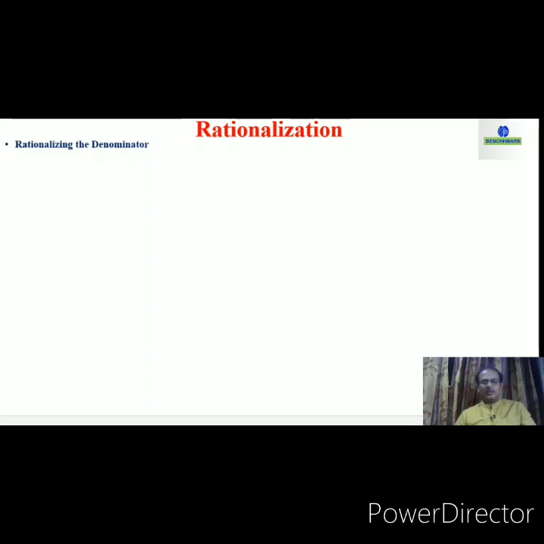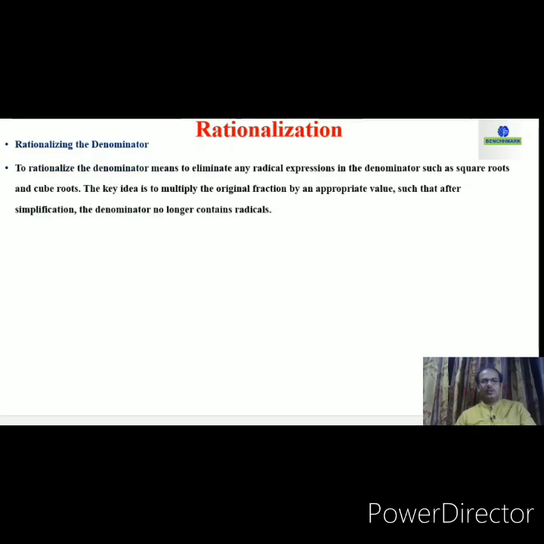What is rationalizing? To rationalize the denominator means to eliminate any radical expression in the denominator, such as square roots and cube roots. The key idea is to multiply the original fraction by an appropriate value such that after simplification the denominator no longer contains radicals.